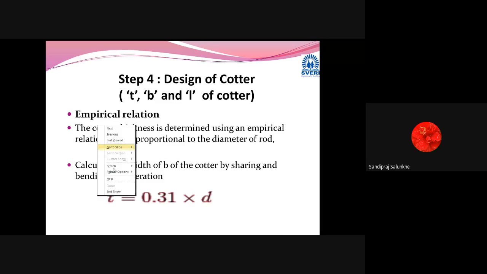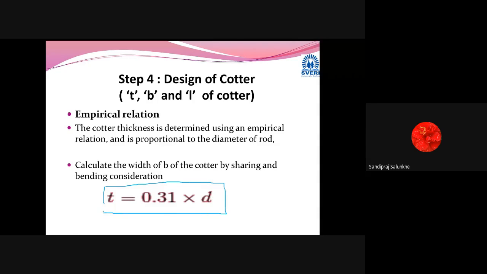Now, based on previous experience and the design data book, we can calculate T as 0.31 of the diameter of that rod. At this point, we have calculated this T. Now, if we calculate this T, then the remaining dimensions are the width of that quarter pin and the length of that quarter pin, that we have to find out. Here we have decided the thickness of this quarter pin.